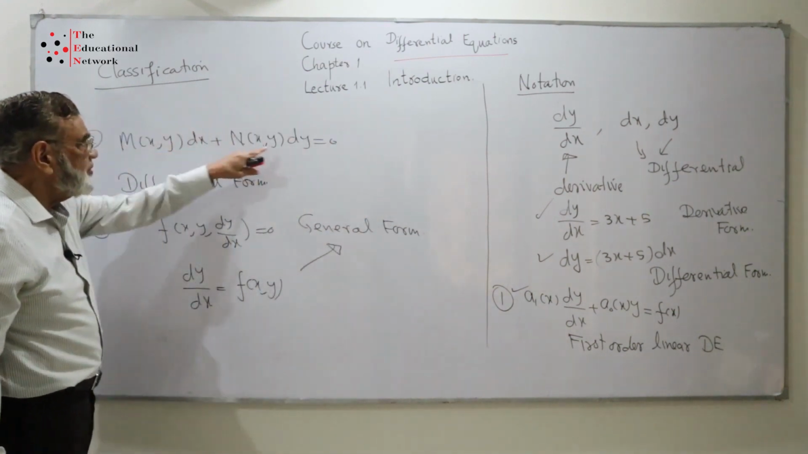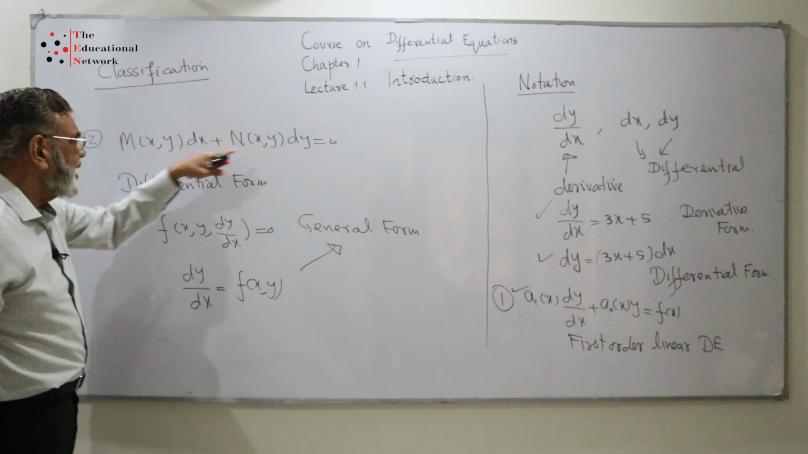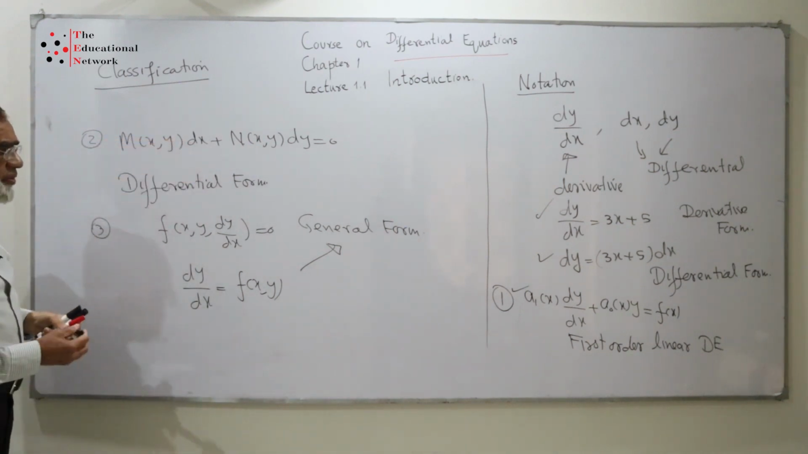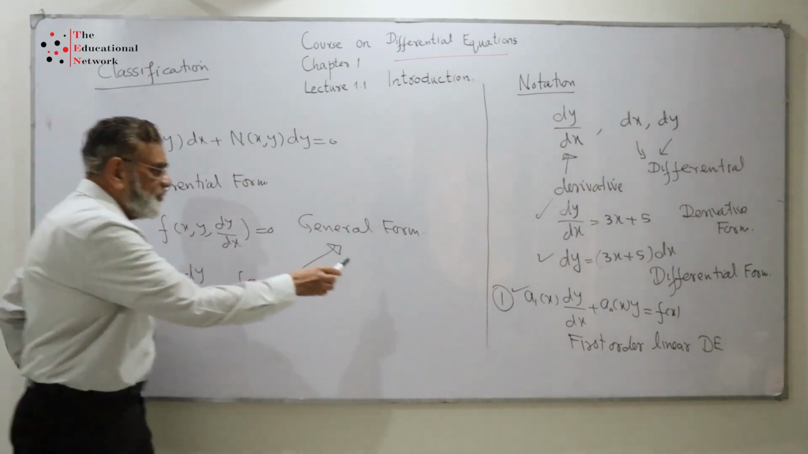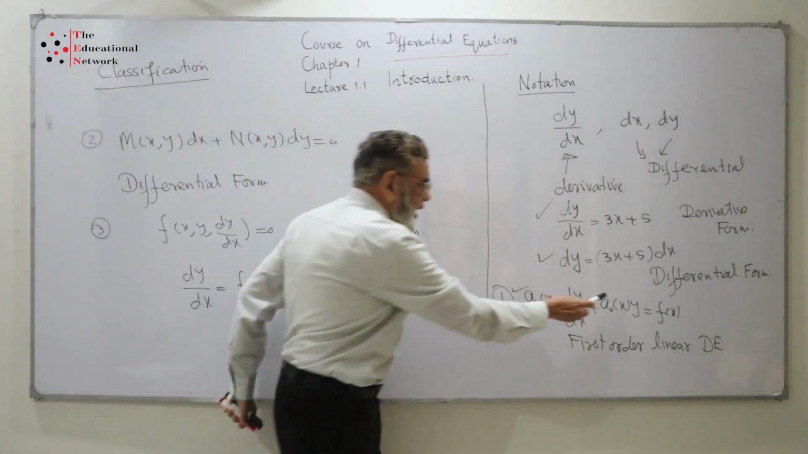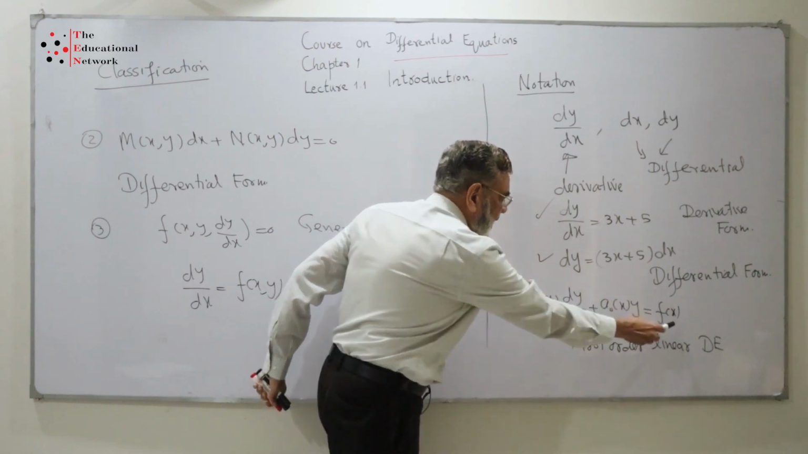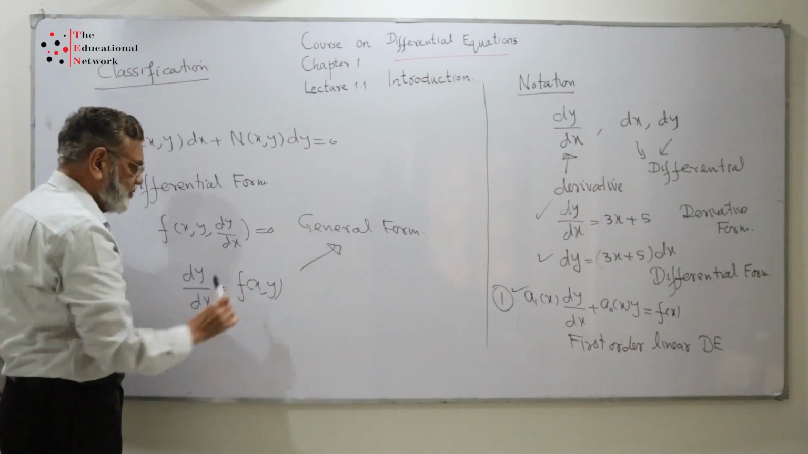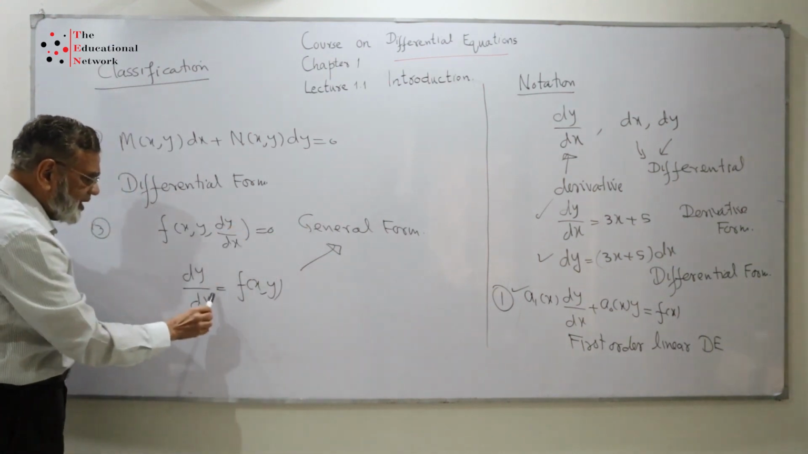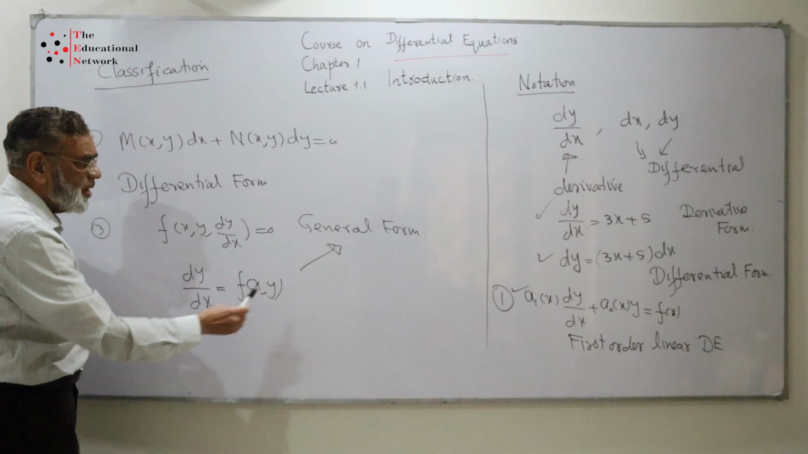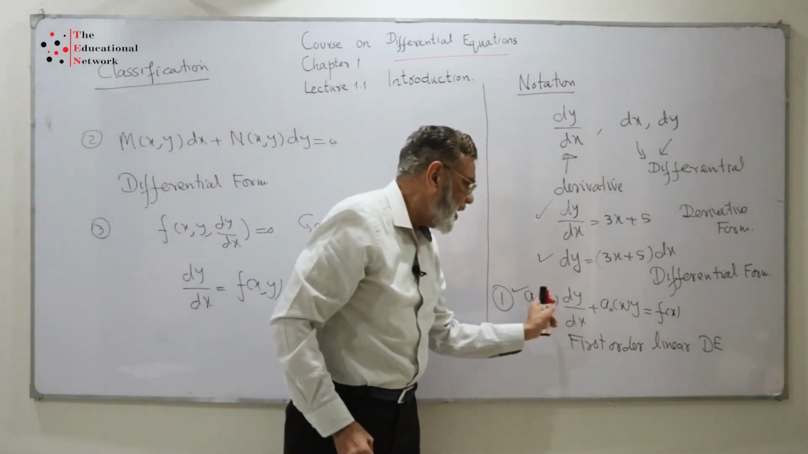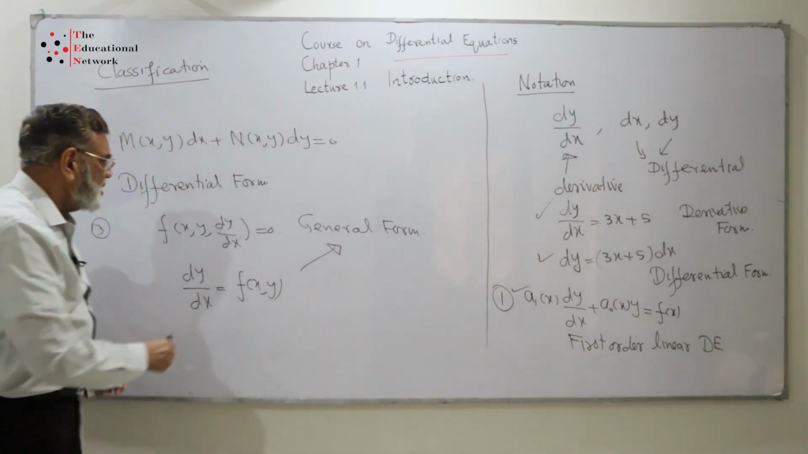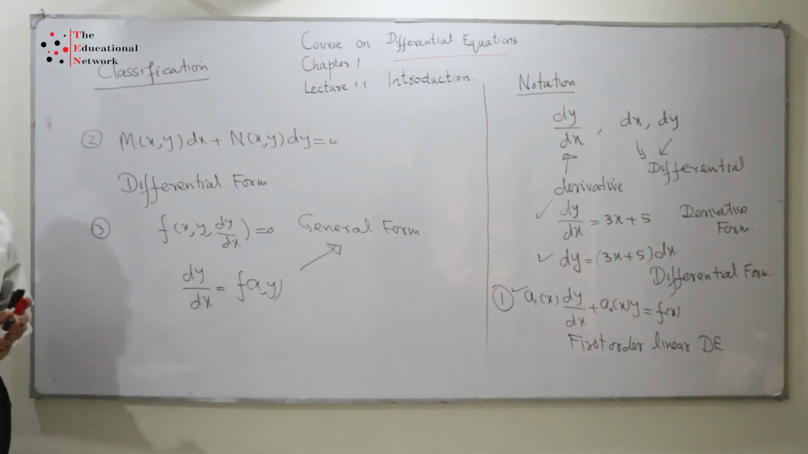Now we write dx and dy instead of the derivative. So we say this is my differential equation in differential form. In general, this is the functional relationship between x, y, and dy by dx. Or we rewrite it so that dy by dx is a function. For example, I can take this to the other side and divide by a1, so dy by dx becomes a function of x and y. So these are my general forms in which we can write our differential equation.